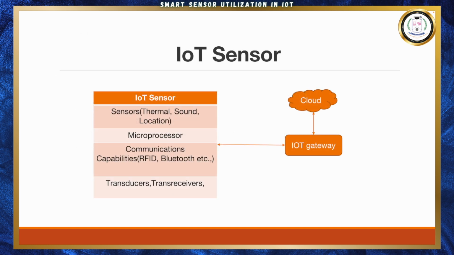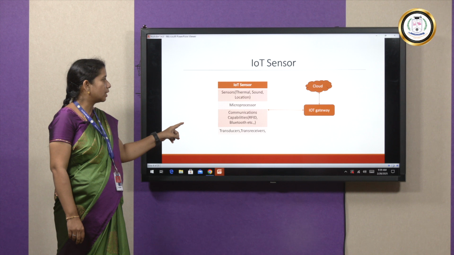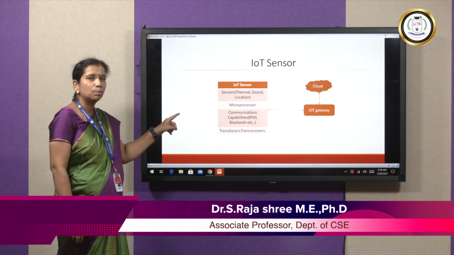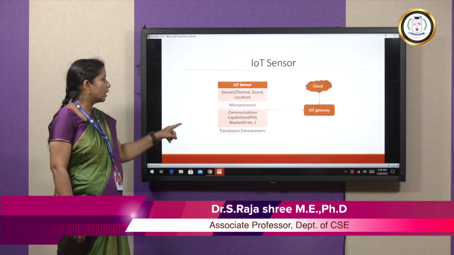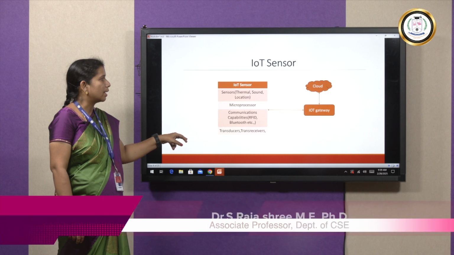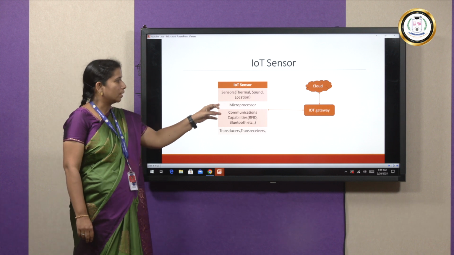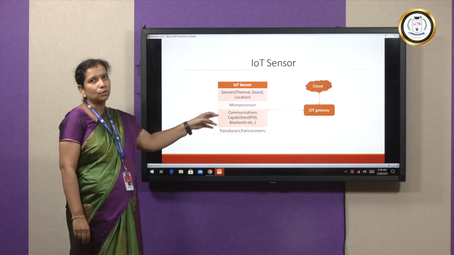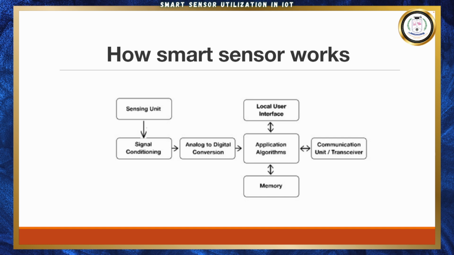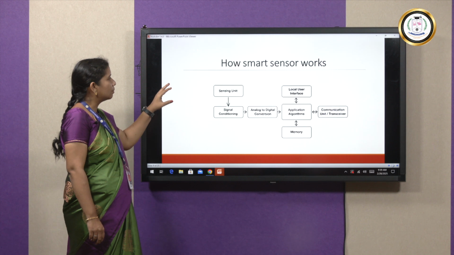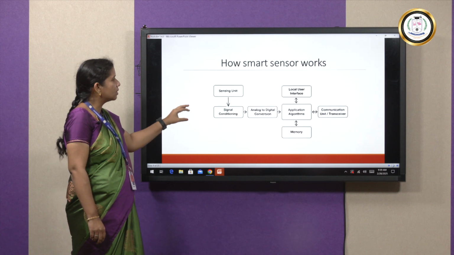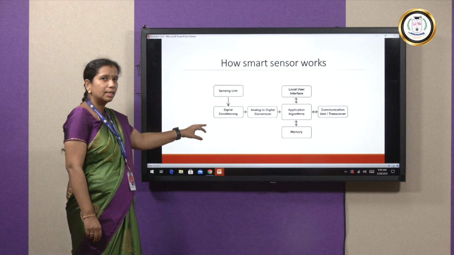What does an IoT sensor comprise? It comprises a sensor, a microprocessor and communication capabilities, which include RFID, Bluetooth, Zigbee, etc. It also consists of a transducer and transceivers, and through the IoT gateway we communicate with the cloud. So how does the smart sensor work? The smart sensor consists of a sensing unit. It senses the data from the physical environment and gives it as input to the signal conditioning.